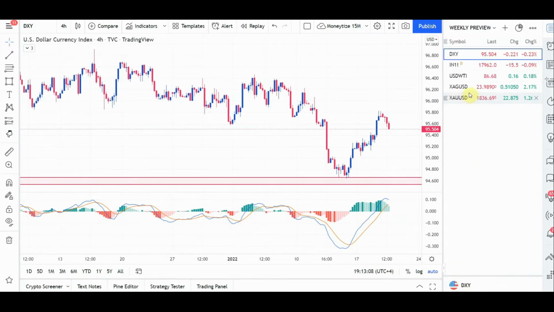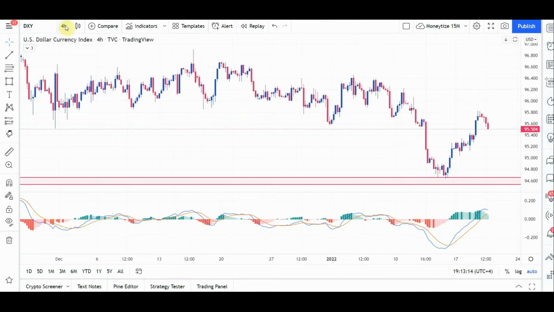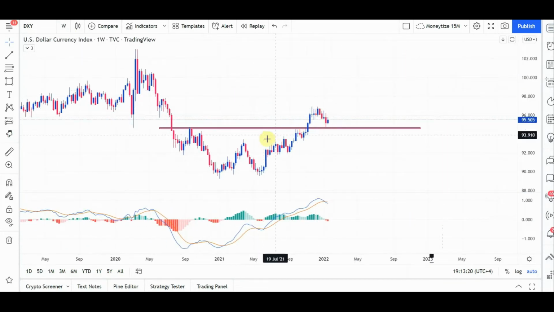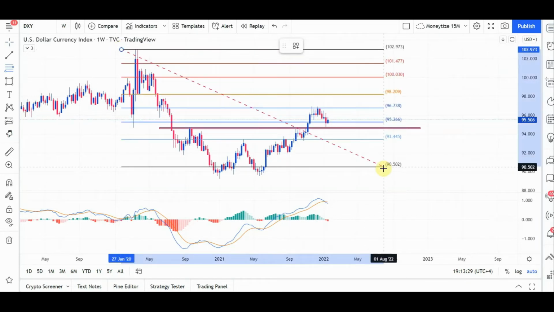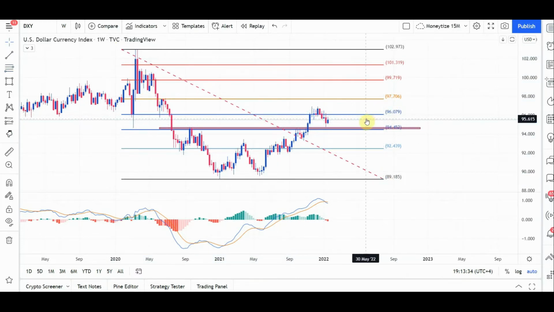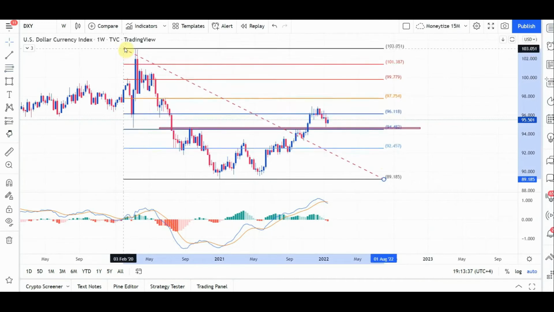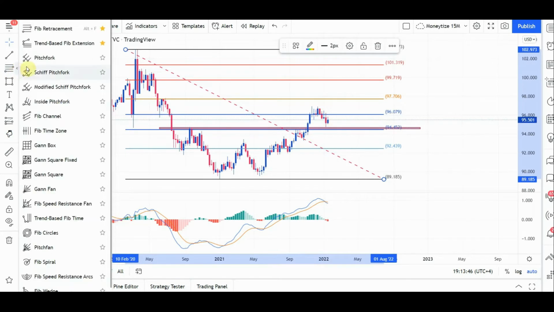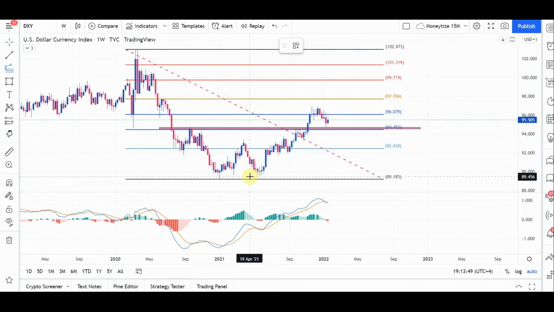I am going to the weekly review. The first one is DXY, changing it to the weekly time frame. So in my last video, I explained the double fib line resistance levels. So this is 96.10. A minor adjustment is required. Yeah, more or less 96.10. So this is the resistance, and it was a double fib line resistance.